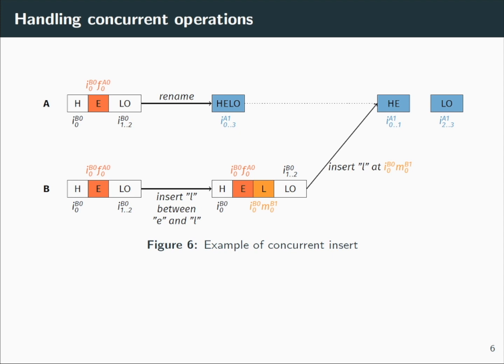Now let's consider a scenario in which another node B inserts, concurrently to the rename operation I described before, a new element into its state. If we then try to insert this new element into the new state of A, using its identifier, actually we won't insert it at the correct place. We won't respect the order intended by the user. So we have to deal with this case in a particular way.